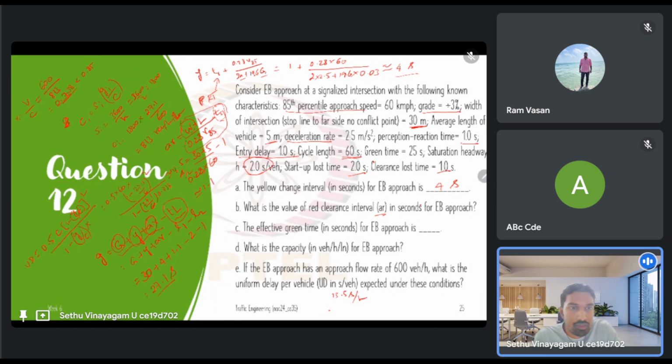Regarding the difference between yellow and red interval, I don't understand. Can you elaborate more?